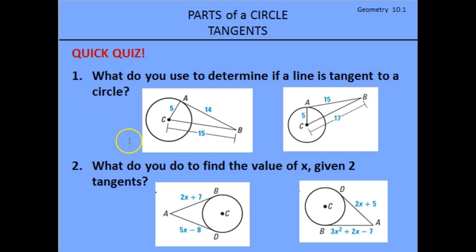For number 1, since we're talking about right triangles, we use the Pythagorean theorem. And for number 2, we're talking about equal lengths, so we set them equal to each other.